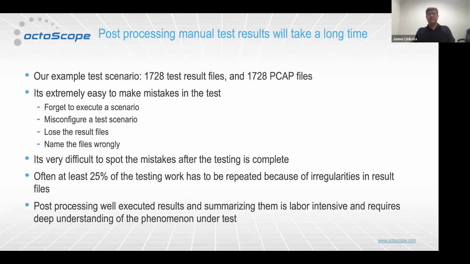Maybe you did test it, but you lost the files, or maybe you didn't lose the files, but you named them wrongly. So later on, when somebody is looking at the entire campaign, it's a little bit unclear what result files correspond to what test case. Now, typically, and very often in that type of protocol, the person doing the post-processing is not the same person doing the data collection. So it turns out that if you do have remaining mistakes in your data set, it's very difficult to spot them.